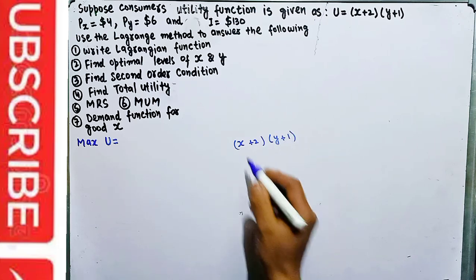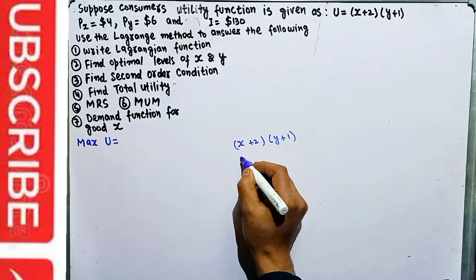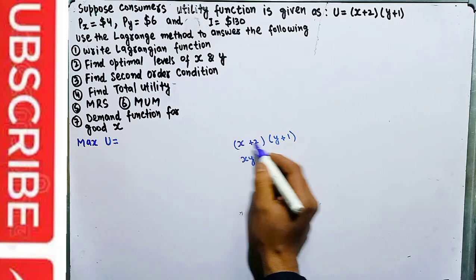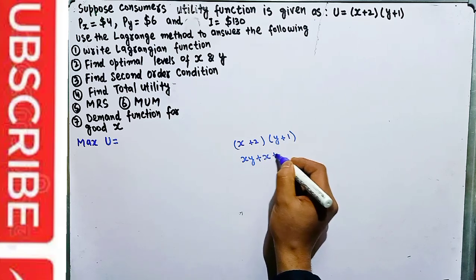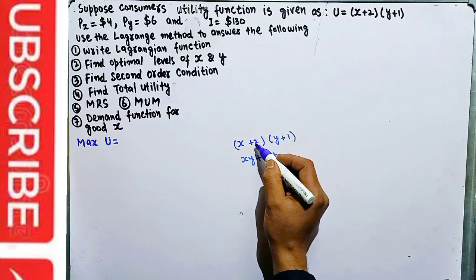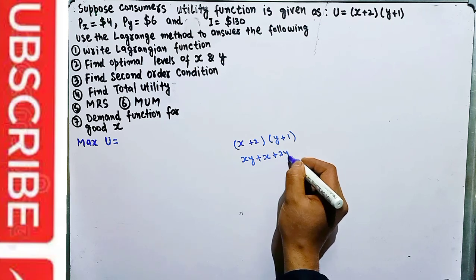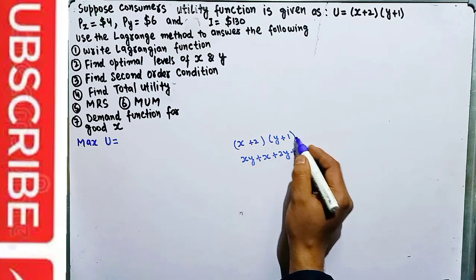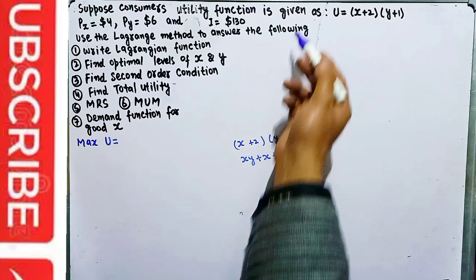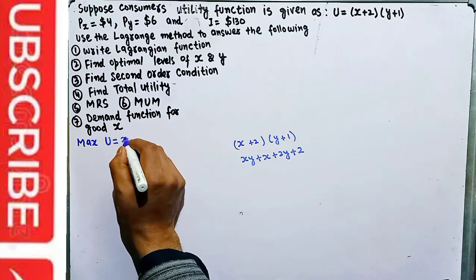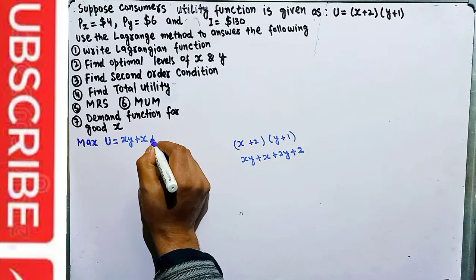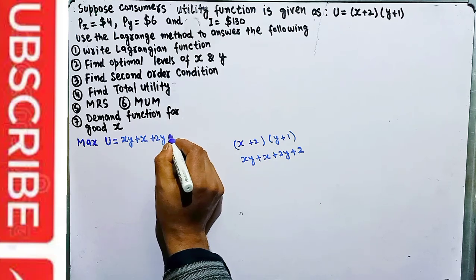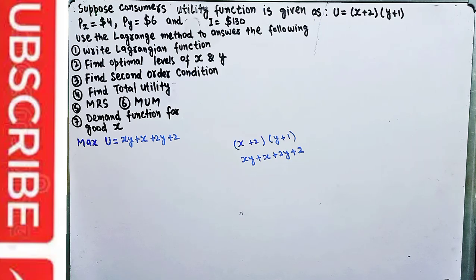If I rewrite it in this fashion, multiplying, first we have x into y, then we write plus x into 1 is x, plus simple multiplication I am doing here. Then we have 2 into y is 2y, plus 2 into 1 is 2. So I can rewrite the given utility function as xy plus x plus 2y plus 2. This is our utility function.